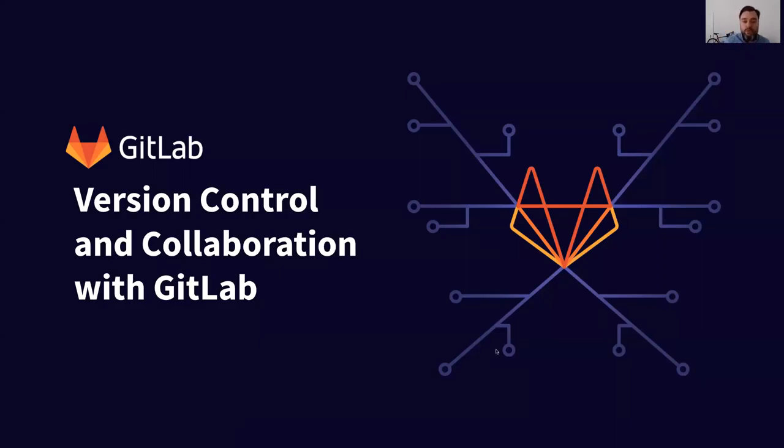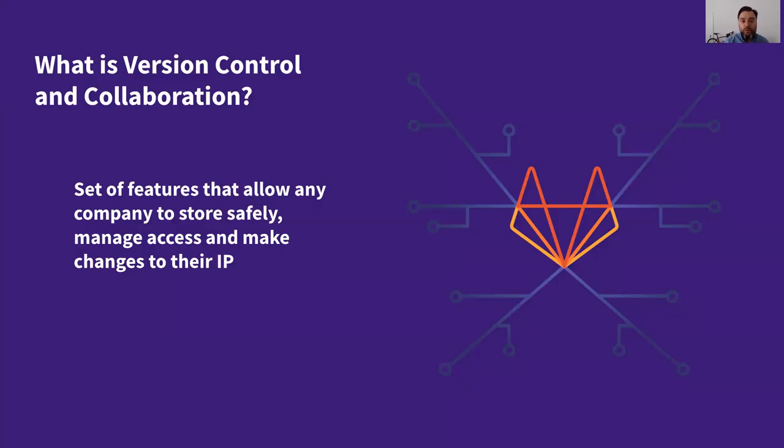So hello and welcome to this short video about what is version control and collaboration and why it is important. So the short definition of the version control and collaboration use case is that it is a set of features that allow any company to store safely, manage access, and make changes to their IP.